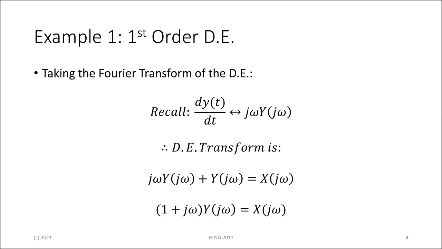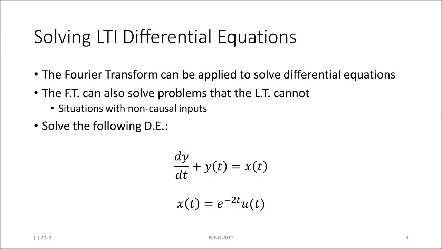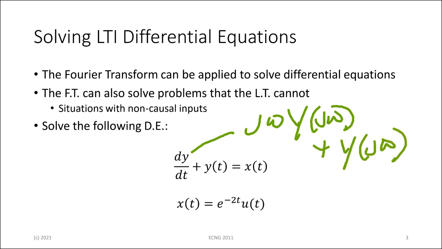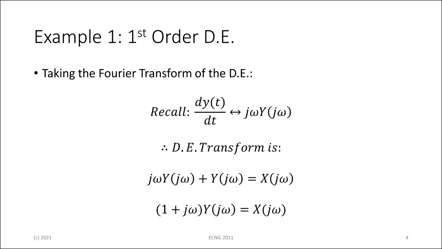The question was here, so this is going to give me j omega Y of j omega, right, plus Y of j omega, and this is going to give me X of j omega. All right, so that's the first part. So you get all the y's on one side, all the x's on the other, and then you go to the table as well and get what X of j omega is. x of t is e to the minus 2t, so you could get what X of j omega is. So you go through the steps and group the y's and the x's together.